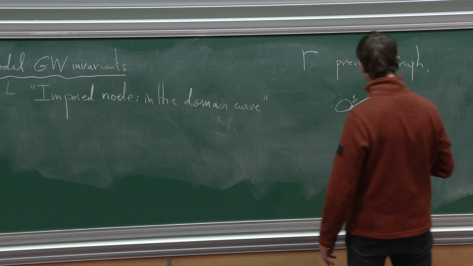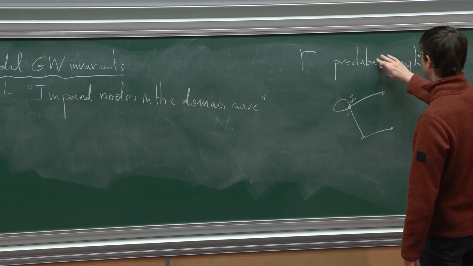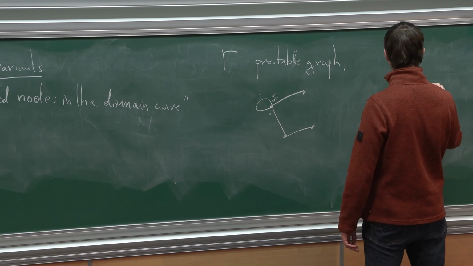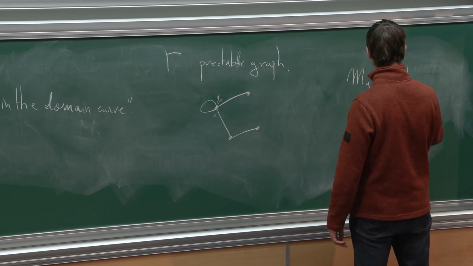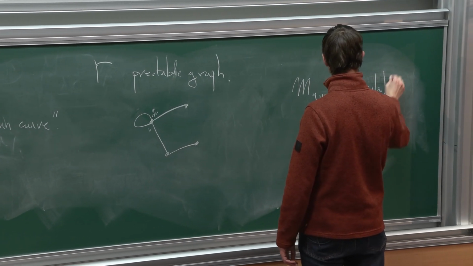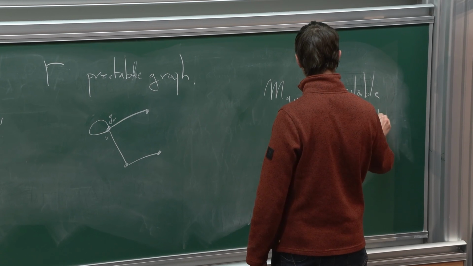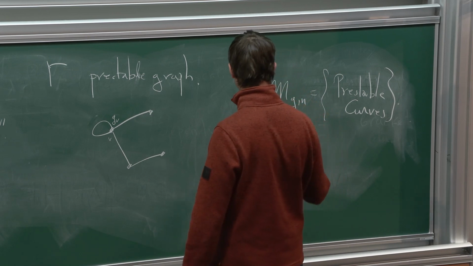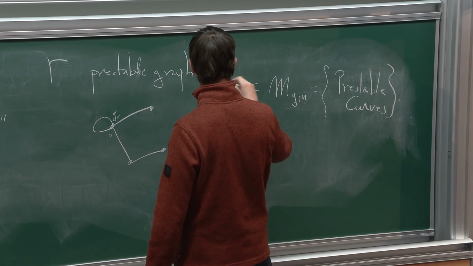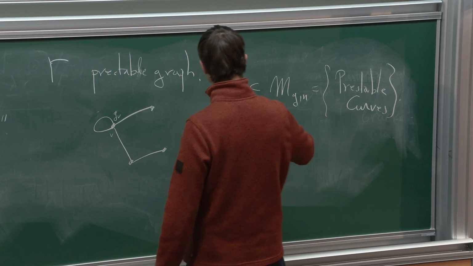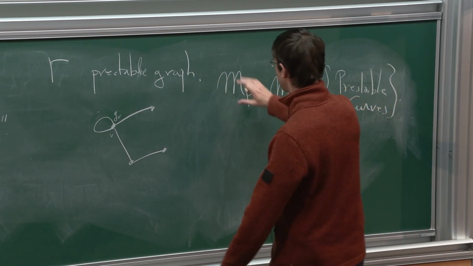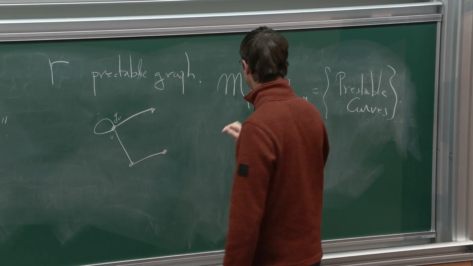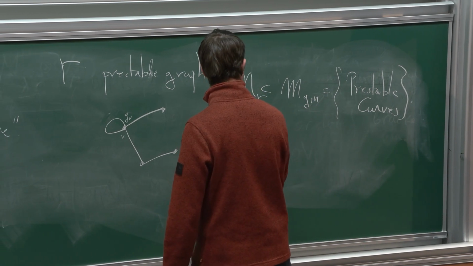then inside the moduli space of all pre-stable curves, so let me denote by M_{g,n} the moduli space of all pre-stable curves, like all nodal curves with n smooth marked points. Inside that there is some kind of stratum of curves, which is essentially the closure of the locus of curves whose dual graph is given by the graph gamma. Okay, so this is the stratum. So if you want, it is a set of pre-stable curves.